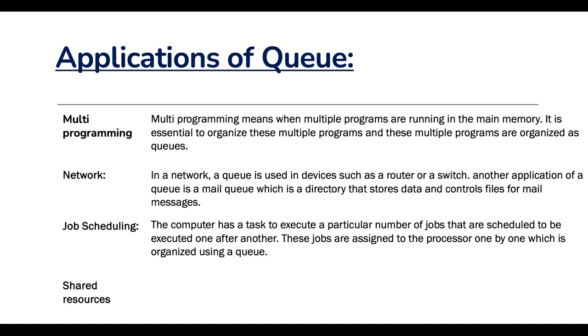Next is shared resources. In the case of shared resources also, the queue data structure is very helpful. Queues are used as a waiting list for a single shared resource. Let's say resources are shared with multiple users, so how can we share them one by one? Java internally uses the queue concept, putting all the shared resources inside the queue so that they can be shared one by one with each user.